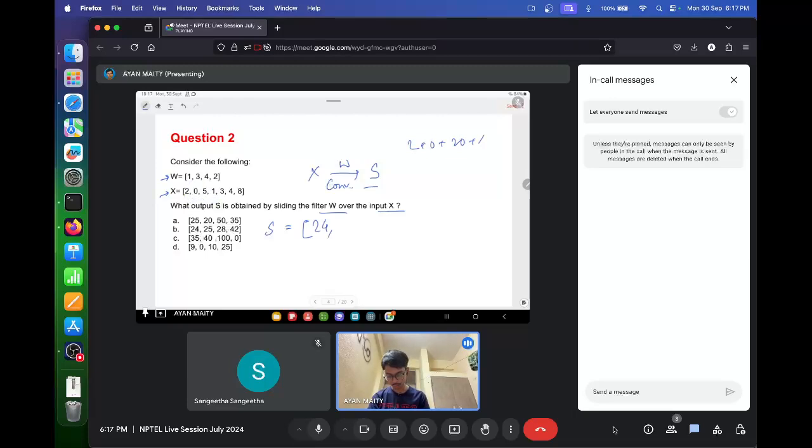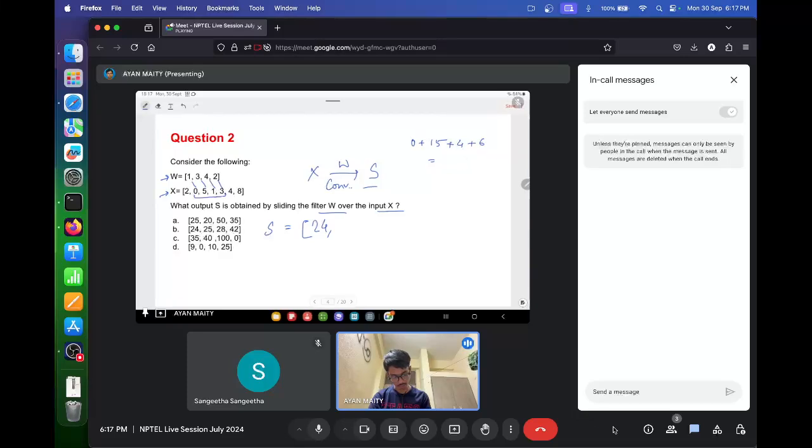Now we have to slide the filter to the next 4 elements. Basically slide this by 1 place. Now again do the point-wise multiplication of these pairs and then take the sum of those. So now the point-wise multiplication would be 0 plus 3 into 5, 15, plus 4 into 1, 4, plus 2 into 3, 6. So it would give us 26.